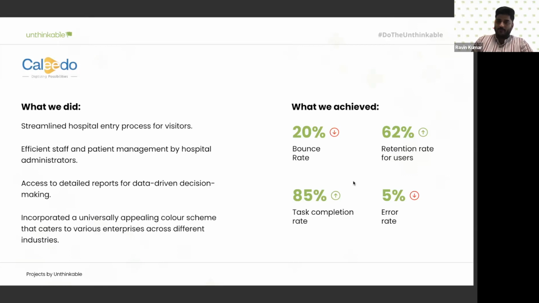And if we talk about what we achieved there, these are not just hypothetical figures that you see. We have even tested these things. We were able to reduce the bounce rate of their product by 20%, and this got increased to 62%; earlier, prior to that, this was somewhere around 40 or so. Task completion rate again got increased to 85%, and error rate was reduced to 5%. So that was the impact that we made for Calido as a client.